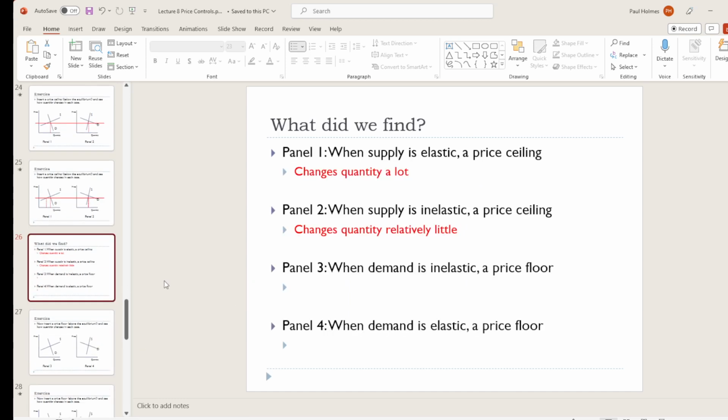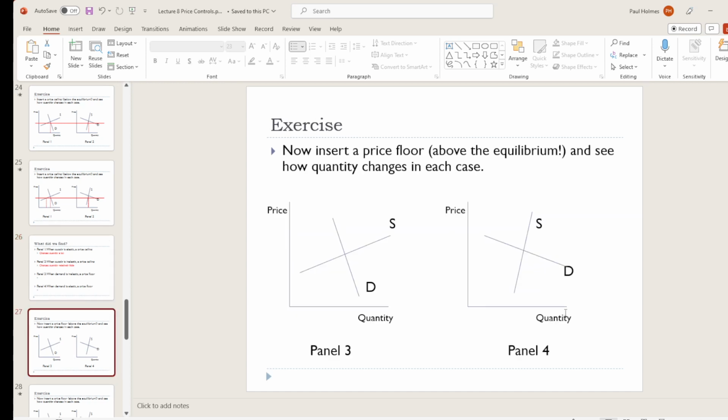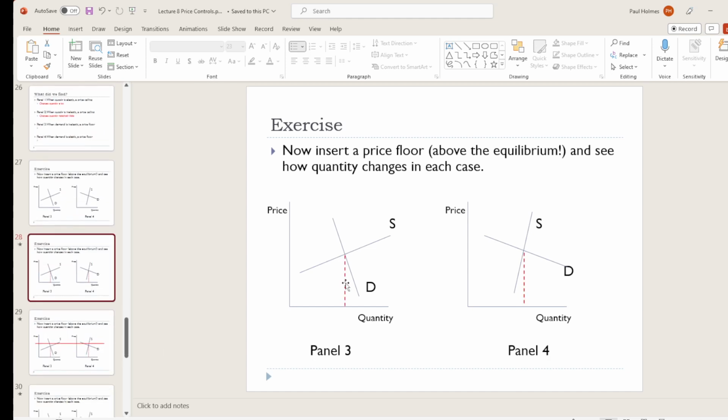So when supply is elastic, that's the panel on the left, panel 1, we get a big change in quantity. When supply is inelastic, a price ceiling gives us a small change in quantity. Okay, so now let's do the same for a price floor and see which curve it is that matters for the price floor. So we'll start off the same way. Let's go ahead and stick in our equilibrium quantity again. And now we'll go ahead and put in a price floor.